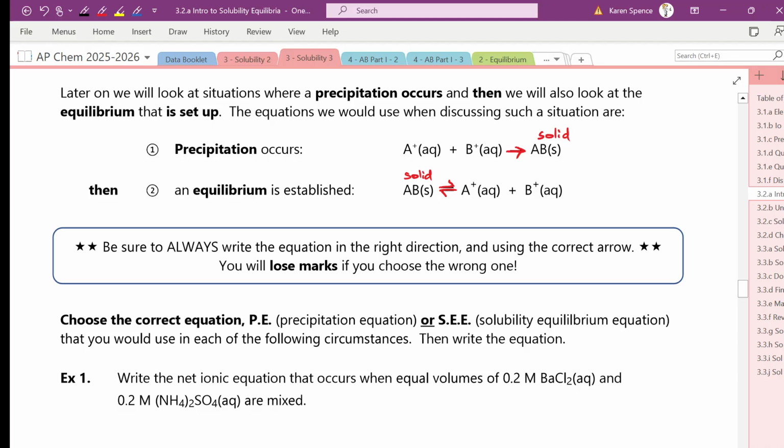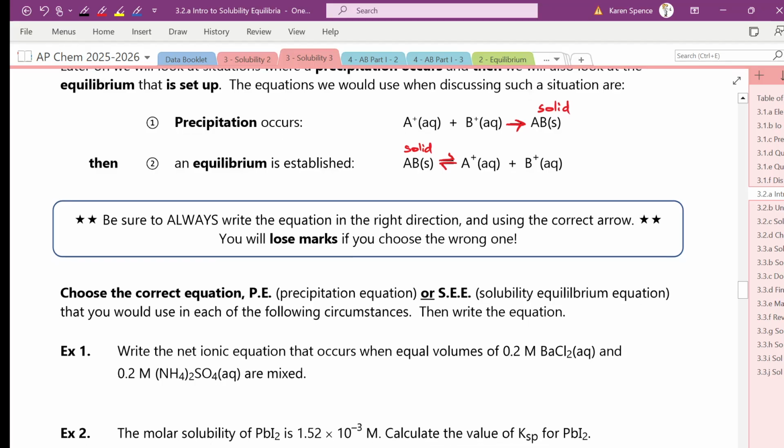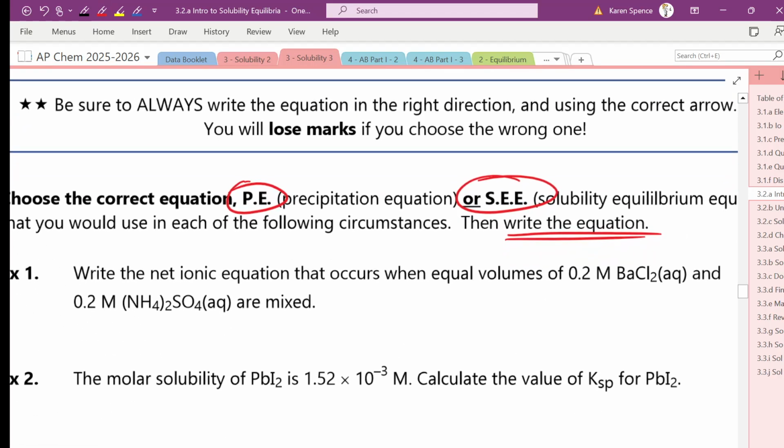Okay, so let's take a look at this very first one. We're going to pick either the P.E. or the S.E.E., and then we're going to write the equation. First one says, write the net ionic equation that occurs when equal volumes of 0.2 molar BaCl2 and 0.2 molar (NH4)2SO4 are mixed. Tell your neighbor, do you think that we should be writing a precipitation equation or a solubility equilibrium equation?